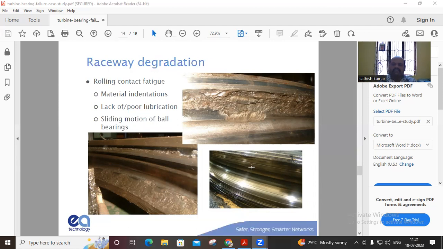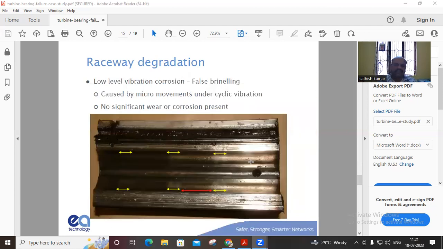So a ball bearing has to roll like our earth. It has to roll, revolve around itself on an axis. It should not slide. Sliding may cause scoring marks in the cageway. And raceway degradation like low level vibration corrosion, false brinelling, caused by micro movements under cyclic vibration. No significant wear or corrosion present right now in this inspection.